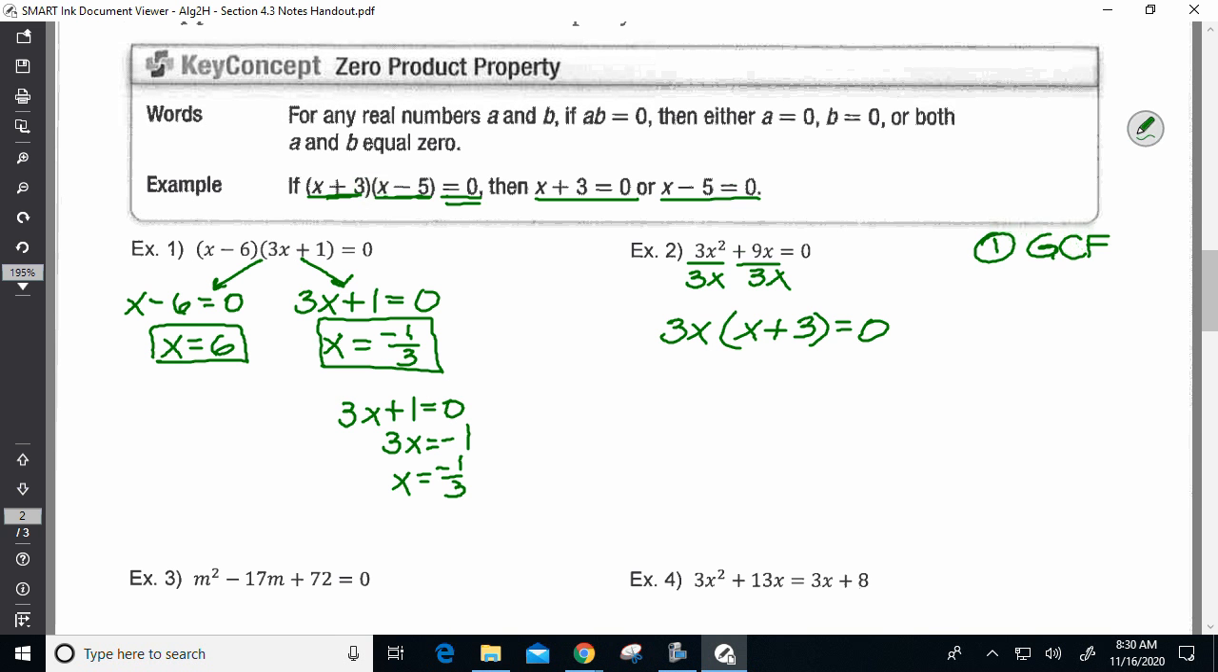So the equation was equal to 0. It's factored. Break it up into its two parts. x equals 0. x equals negative 3. That's it. Problem's over. Questions, example 1 and 2?